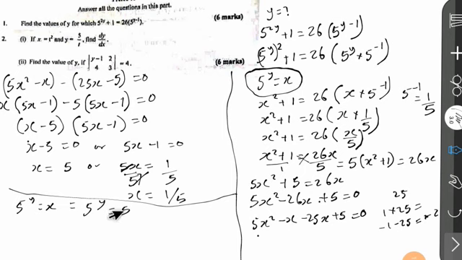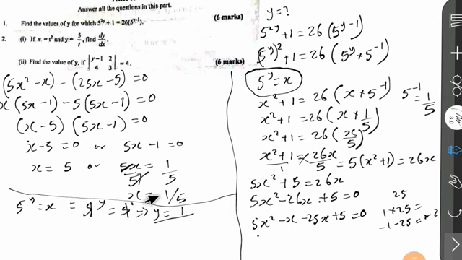In this place, this 5 is raised to the power of 1, so it's not visible. So it means 5 raised to the power of y and 5 raised to the power of 1. They have the same base, so we cancel the 5 here. It means our y is equal to 1. So the first answer is y equal to 1.